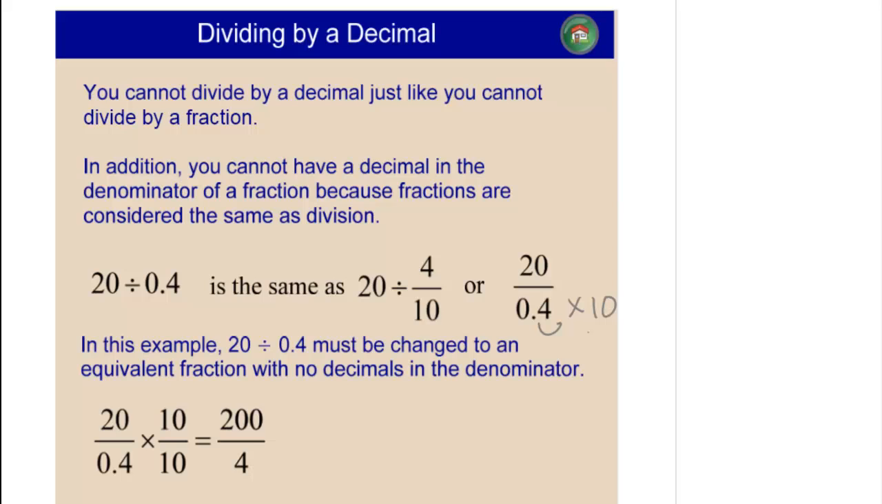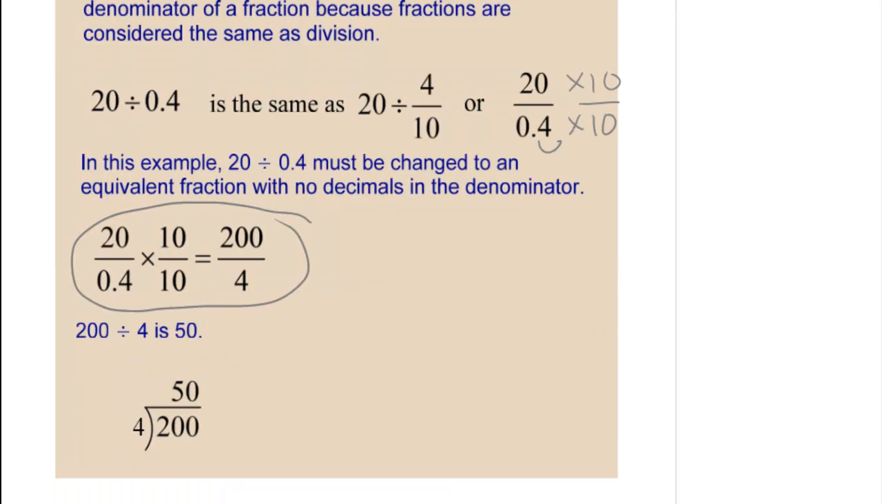But if you multiply by 10 on the denominator, what else do you have to do? You have to multiply by 10 in the numerator, because that's the same thing as multiplying by 1, right? So what we're finding is an equivalent fraction by multiplying by the value of 1. When we do that, we end up with 20 times 10 is 200, 0.4 times 10 is 4, and of course 200 divided by 4 is 50. Again, we figured this out using fractions earlier as well.